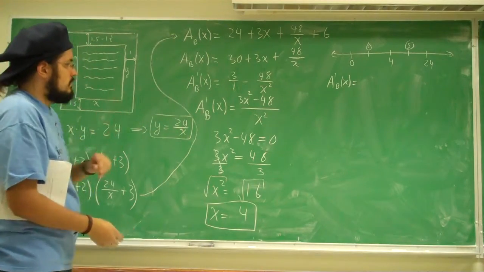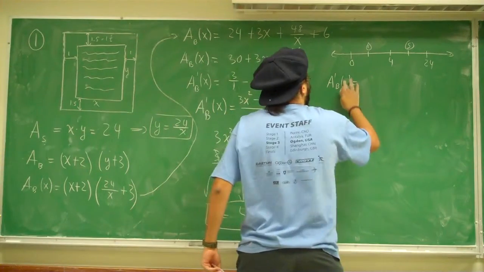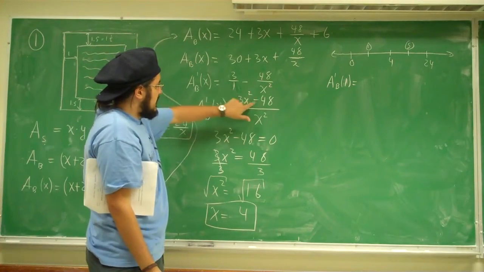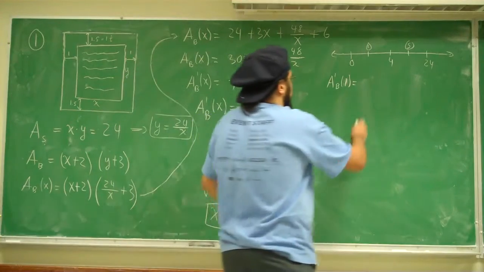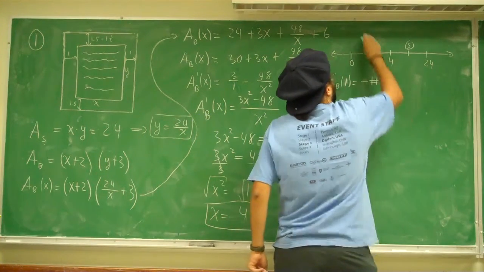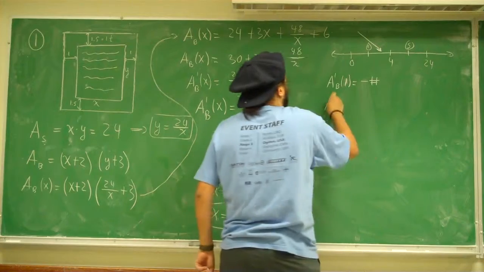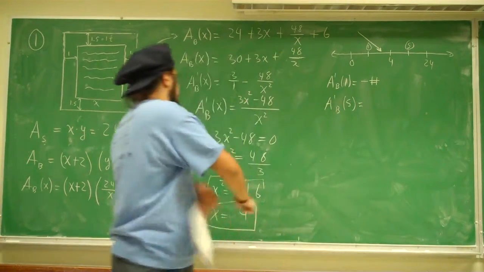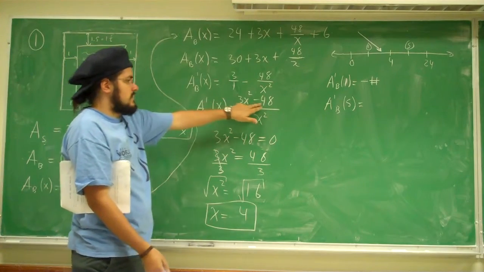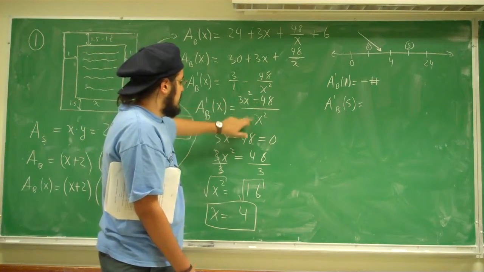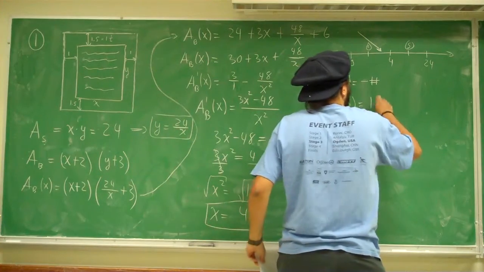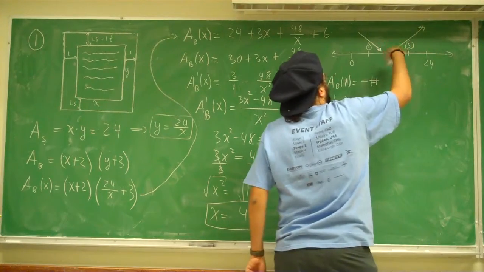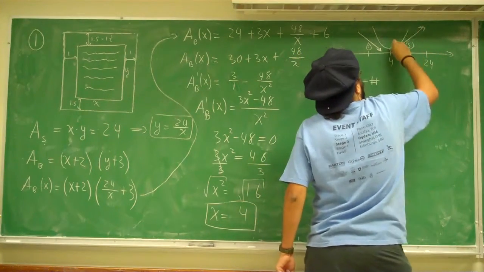So plugging in 1, first test point, plug that into here. I'm going to get negative 48 divided by 1, that's a negative, so a negative number. That's decreasing. And then A prime of 5. So plug 5 in here, 5 squared is 25. 25 times 3 is definitely bigger than 48. So that's a positive, and then divided by a positive is a positive number. So that's increasing. So in order for it to decrease, then increase, it's got to have a min.